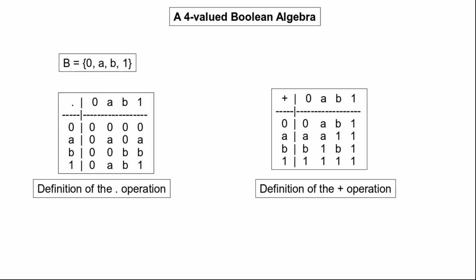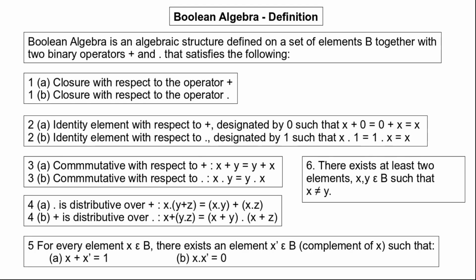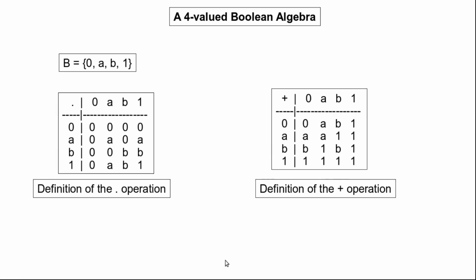What is the complement of A? If you remember, the complement of A is defined as follows: you have to find another element x prime from the set B such that it satisfies these two conditions. A plus that element should be equal to 1 and A dot the same element should be equal to 0. So if you have to find out the complement of A, then A plus that element should result in 1.